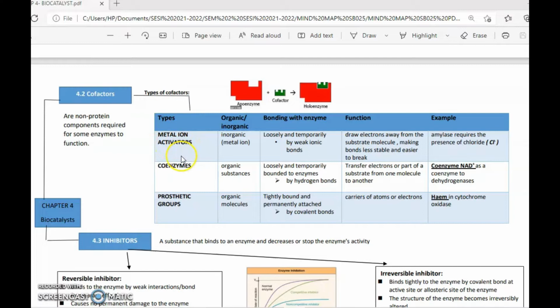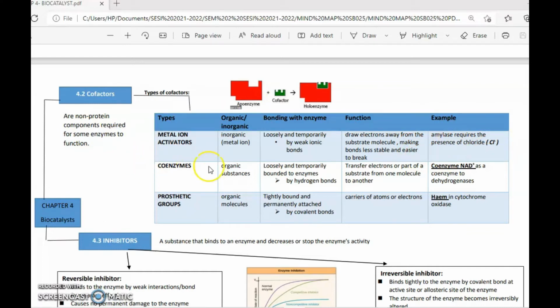Now, metal ion activator. The type is inorganic, and it binds loosely and temporarily by forming a weak ionic bond. The function is to draw electrons away from the substrate molecule, making the bond less stable and easier to break. An example is the chloride ion, which is required by amylase.